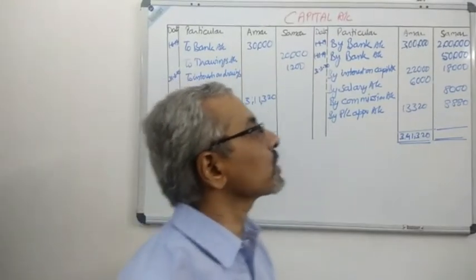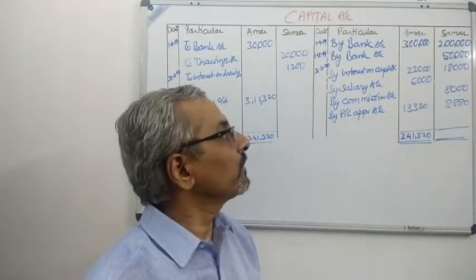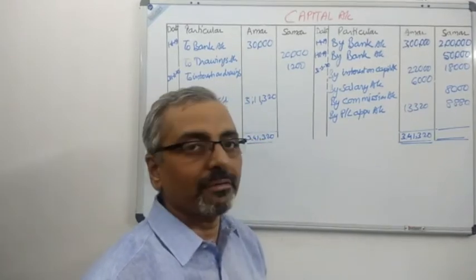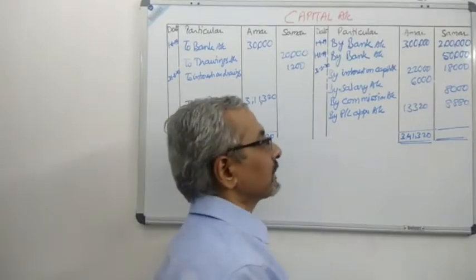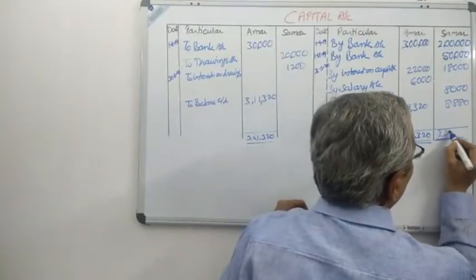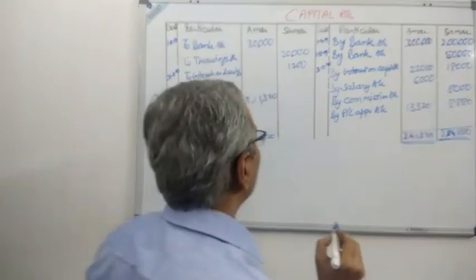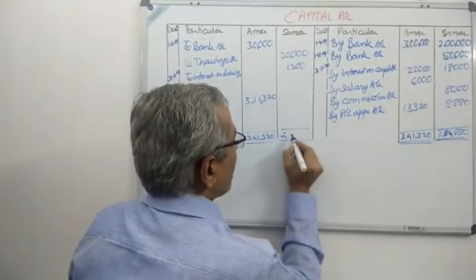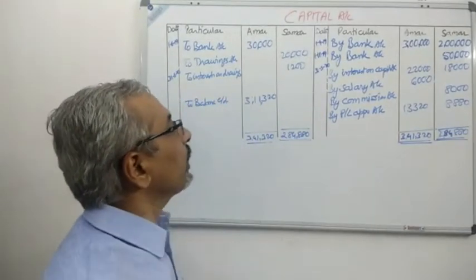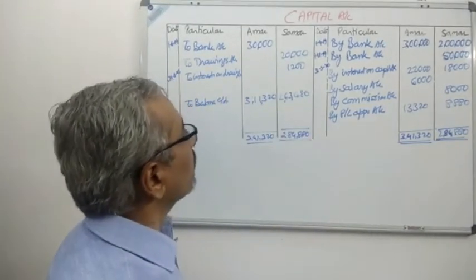Now let us move on to the addition of Samar. Samar is 2 lakh plus 50,000 is 2,50,000. 2,50,000 plus 18,000 is 2,68,000. 2,68,000 plus 8,000 is 2,76,000. And 2,76,000 plus we have 8,880, so 2,84,880. So here the total is 2,84,880. From that, if we subtract 20,120, we get 2,63,680.